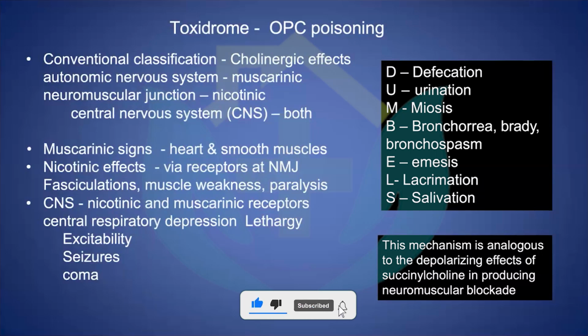So there are two mnemonics you have to remember. One for the signs and symptoms is DUMBBELS: defecation, urination, miosis, bronchorrhea, bradycardia, bronchospasm, emesis, lacrimation, salivation. And this mechanism is analogous to the depolarizing effect of succinylcholine in producing neuromuscular blockade.